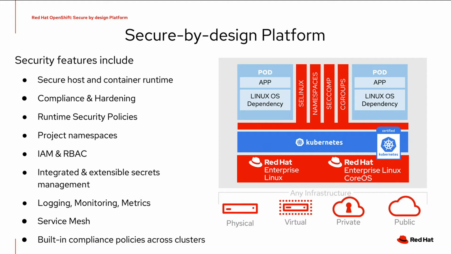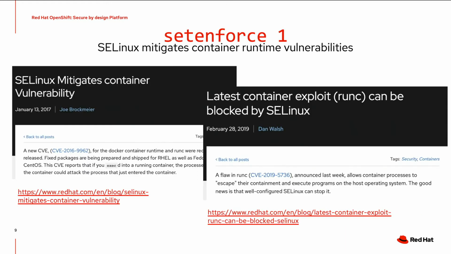You've got SELinux, which provides system-level mandatory access controls, namespaces, which can provide some multi-tenancy, secure computing mode, which restricts the set of system calls applications can make, and then control groups, which allows you to manage things like CPU, memory, disk I/O with one or more processes. These are the foundational features for a secure host. So let's double-click on a handful of them and start with SELinux.